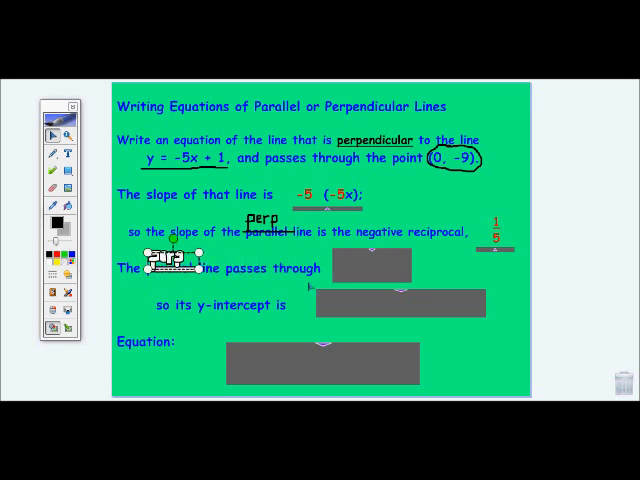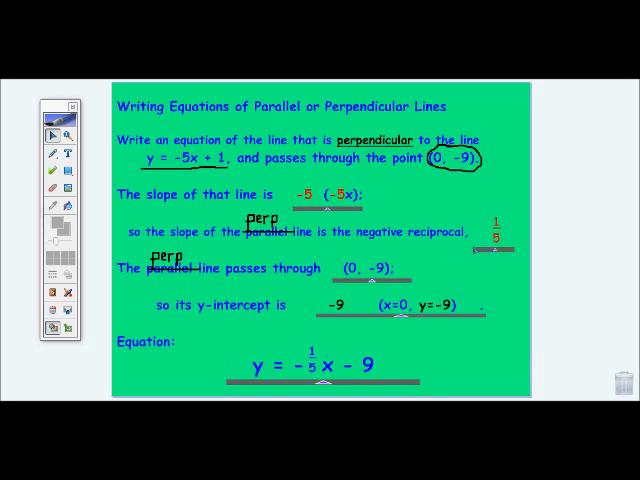All right. So the perpendicular line passes through 0, negative 9. They gave me that information. Again, 0 is the x value. So the y value is negative 9. That's going to be my rise. I rise a negative 9, so I go down. Now I have the information I need to put into slope-intercept form. I replace the slope with my 1/5, and that was a positive 1/5. So y equals 1/5 x minus 9.